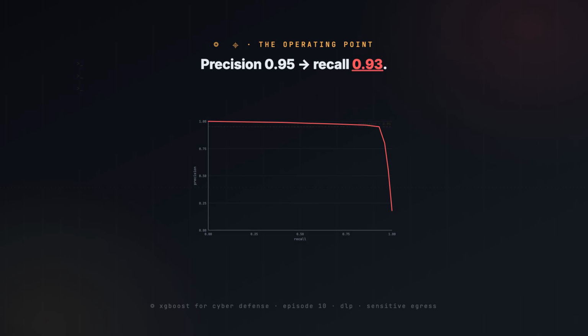Read that as a promise to the user. 95 out of every 100 blocks are real sensitive data leaving the org, paid for by missing 7% of leaks at this gate. The misconception that you must catch everything dies here. We set a precision floor first, and the 93% we do catch produces blocks people obey. A DLP control that's trusted and 93% effective beats one that's distrusted and 99% effective on paper.